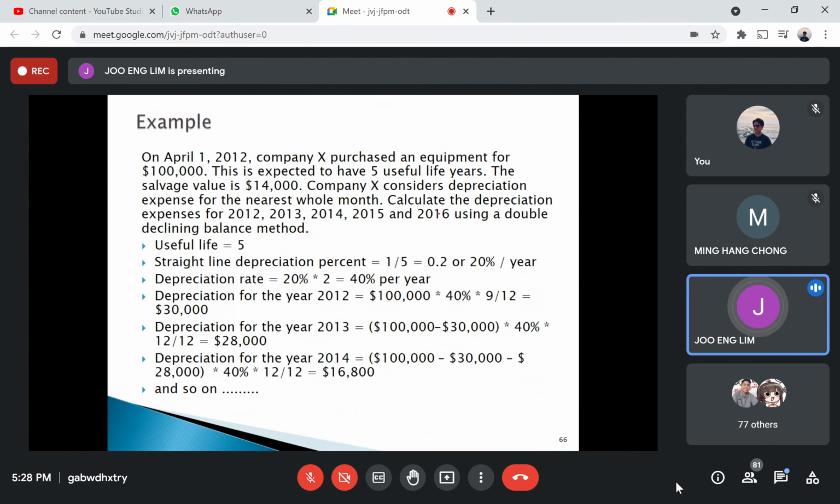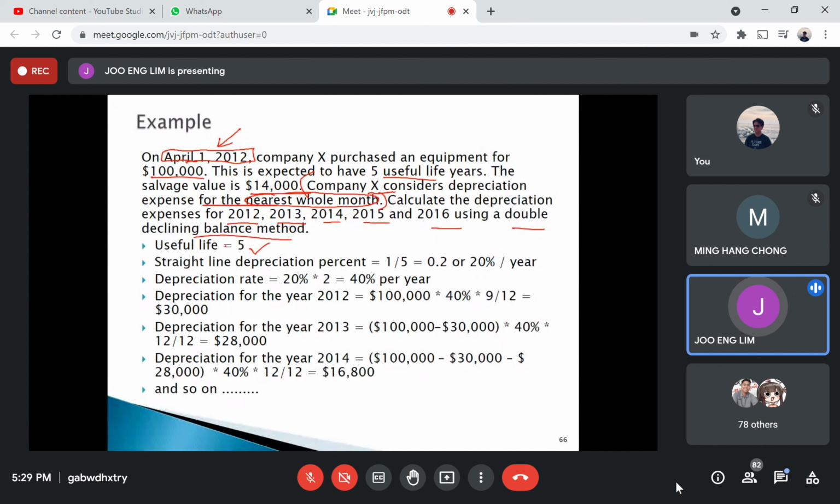Okay, one more example. On April 1, 2010, a company X purchased an equipment for 100K. This is expected to last 5 years, and the salvage value is 14K. Company X considers depreciation expenses to the nearest whole month. This is a special condition put in. Calculate the depreciation expenses for 2012, 2013, 14, 15, 16 using the double declining balance method.